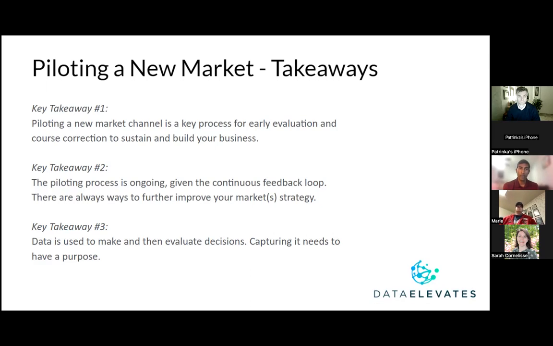Any questions so far? Before we go into a quick activity, a group activity discussion, any questions so far on piloting, on the feedback loop, on where data fits into this, or any questions that are just in general?